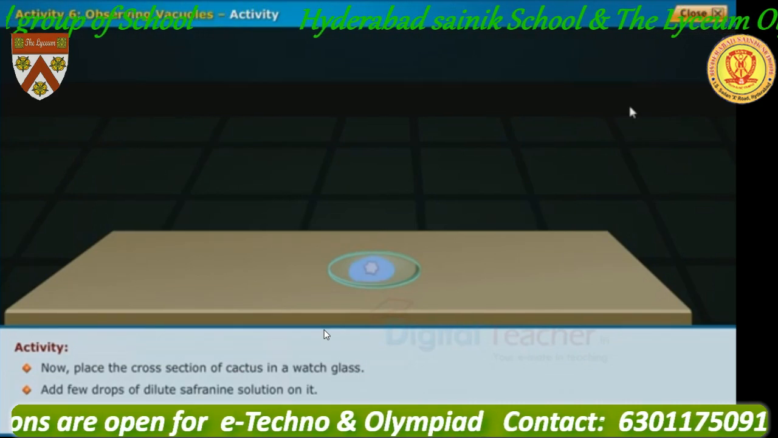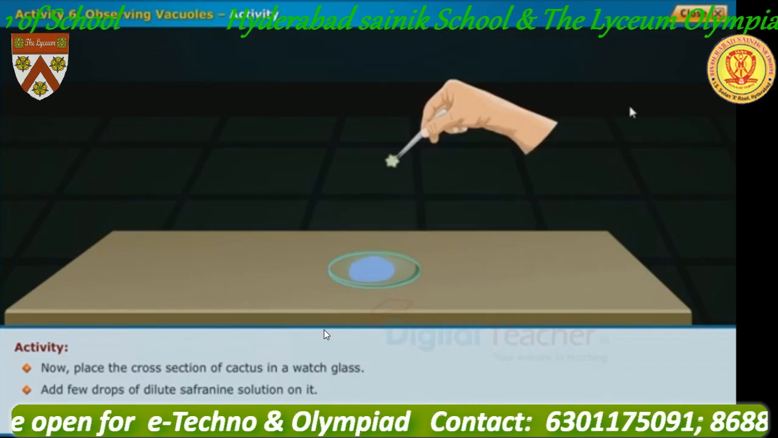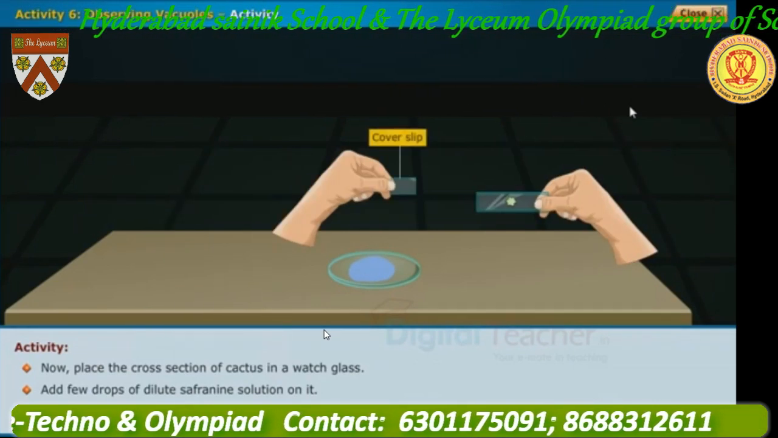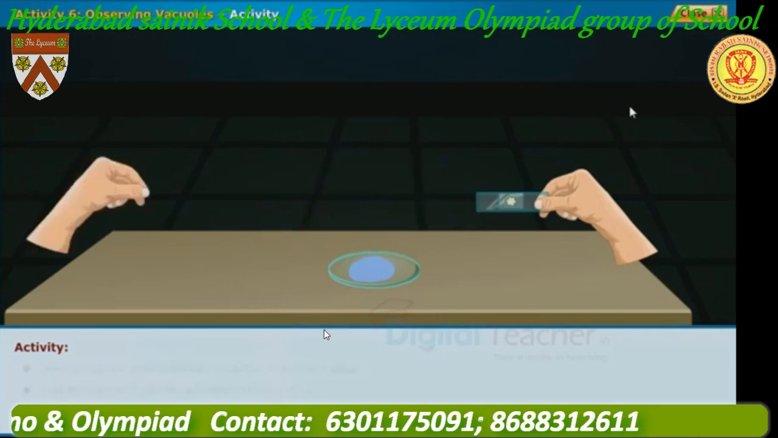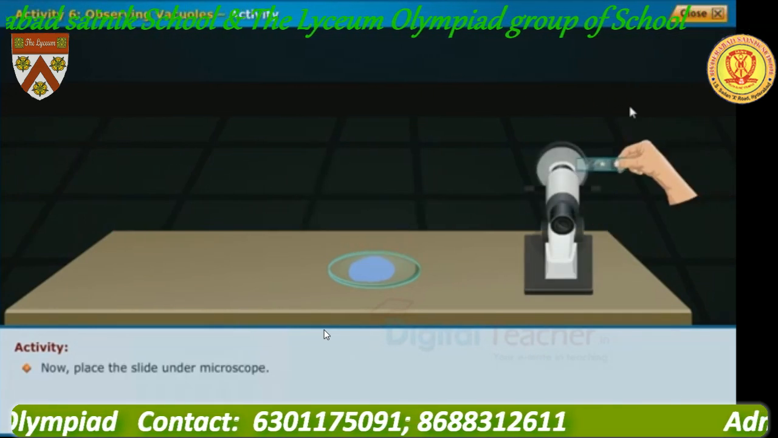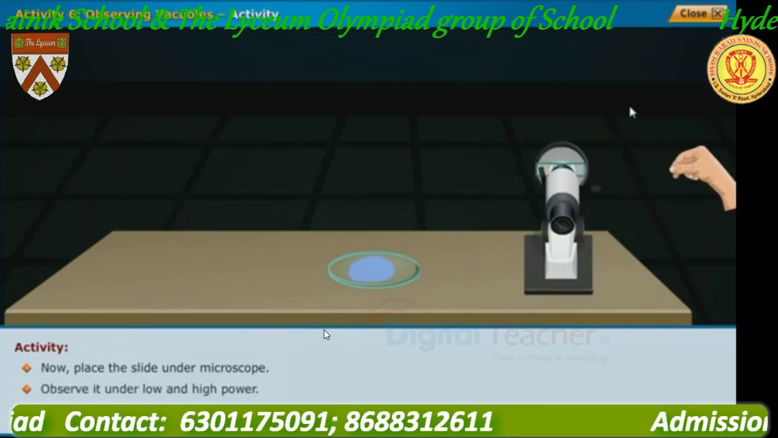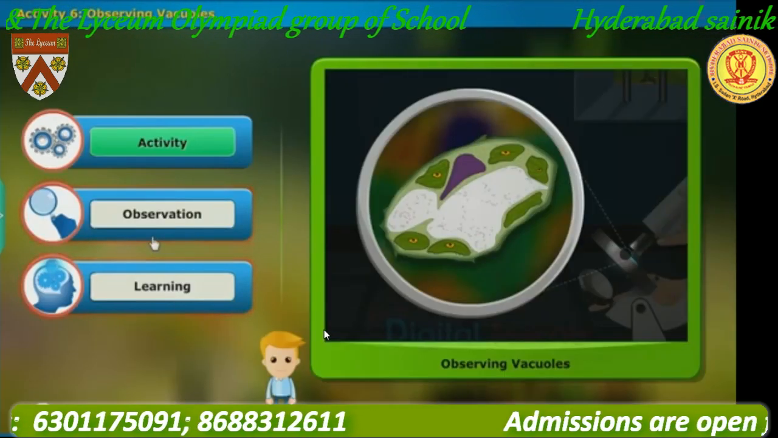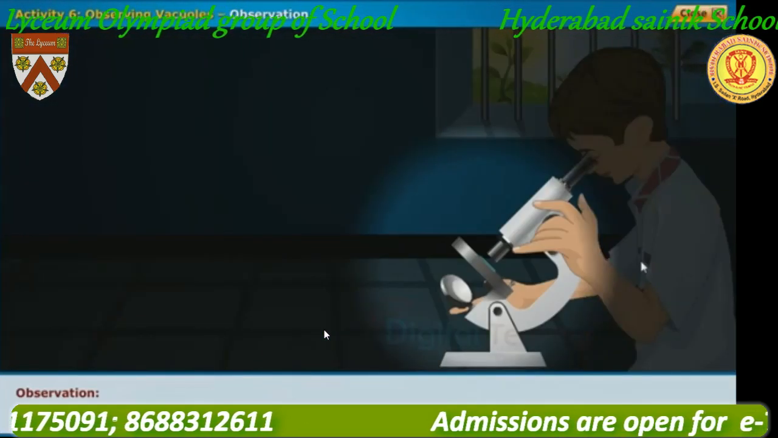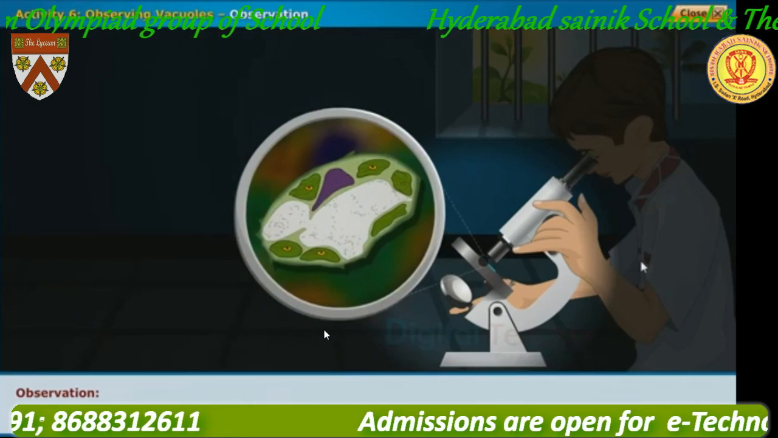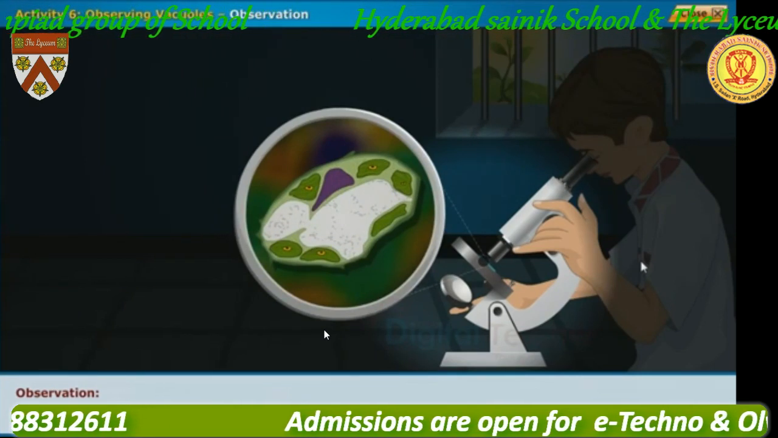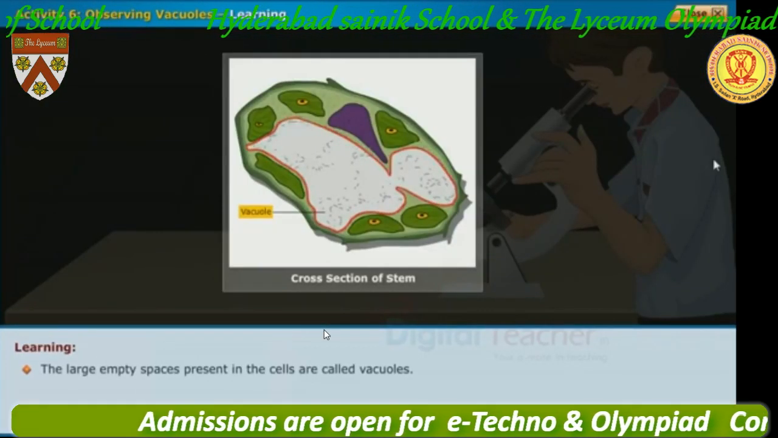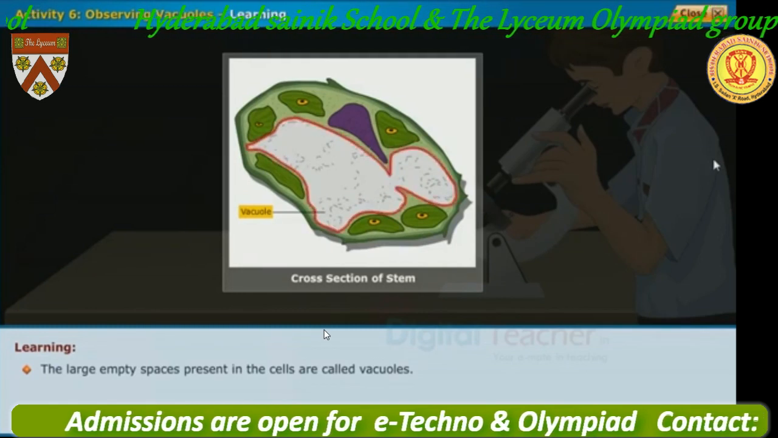With the help of forceps, place the cross-section of cactus from watch glass onto the slide and cover it with a cover slip. Now place the slide under microscope. Observe it under low and high power. Large empty spaces are observed in the cells when viewed from microscope. The large empty spaces present in the cells are called vacuoles.